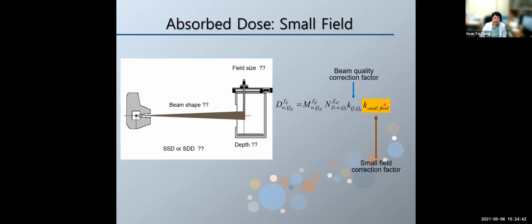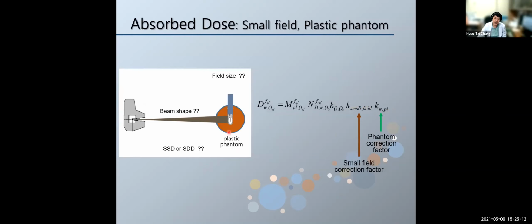But for a small field situation, the beam shape, field size, depth, and SAD can be different. In gamma knife, all of these factors are not the same as the reference field. So in addition to the beam quality correction factor, we need another factor considering these differences. Let's call it the small field correction factor for the time being. And for gamma knife, it is even more complicated because we use a plastic phantom in spherical shape. So we need another correction factor, and let's call it the phantom correction factor. So we have 3 correction factors now.